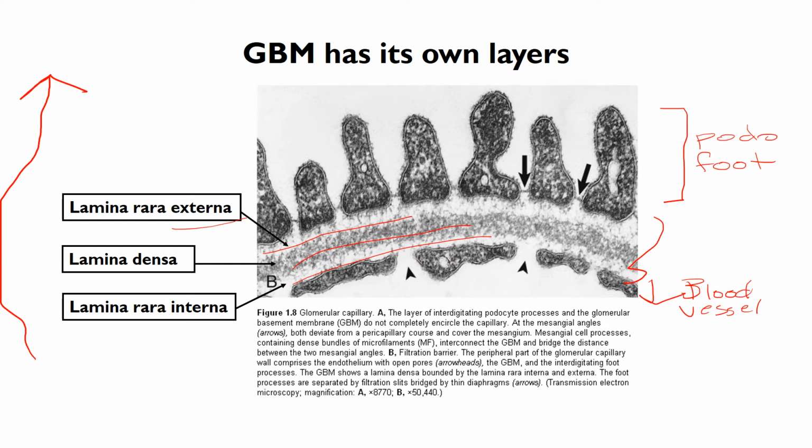The lamina rara externa, the lamina part means layer. And then the rara here and here is indicating light. So its electron dense areas are relatively light compared to the very electron dense, and that is what the densa indicates here. So very easy to remember what these words mean.